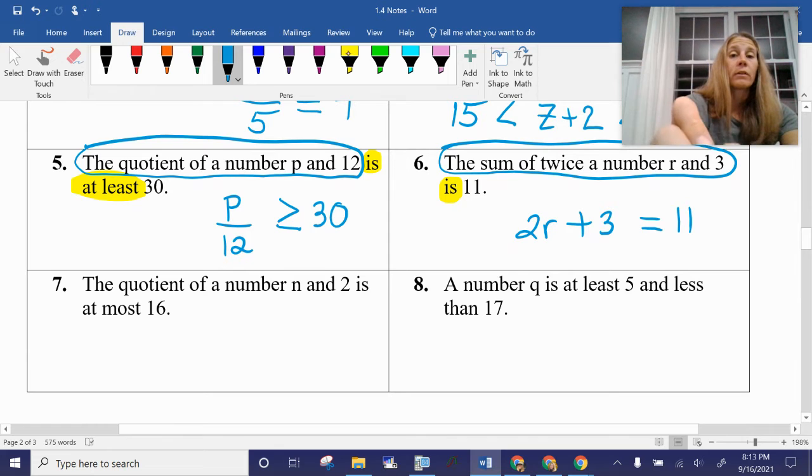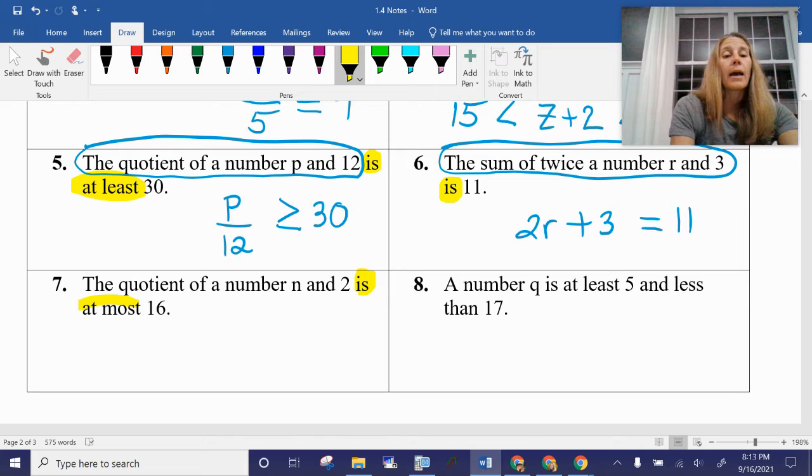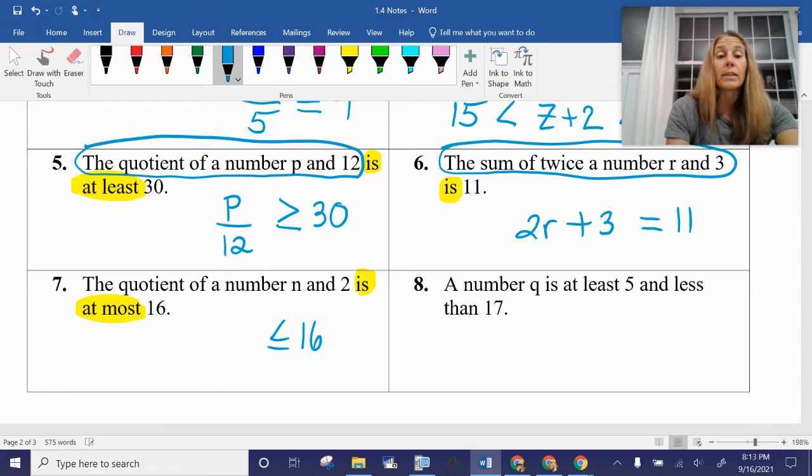All right, number 7, the quotient of a number N and 2 is at most 16. So that means it can be 16 or less, so less than or equal to 16. The quotient is division of a number N and 2.